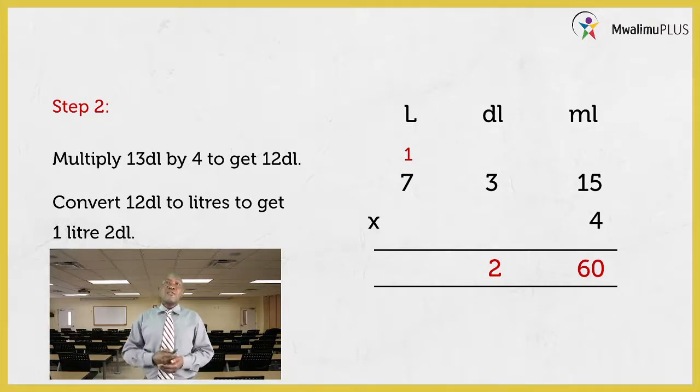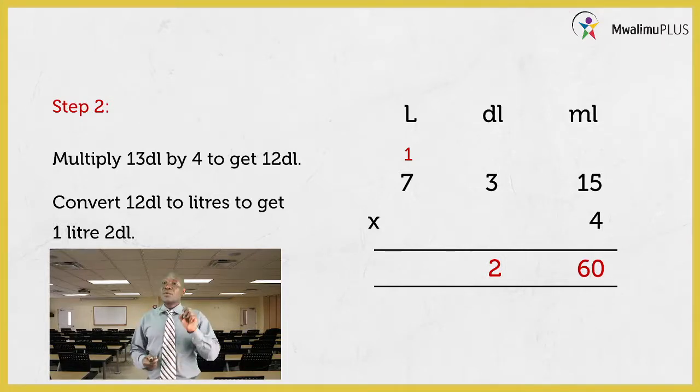Learners, if we multiply 13 dl by 4, we are going to multiply 4 by 3. That's going to give us what? Because we have to multiply 3 by 4. So if you multiply 3 by 4, what do we get, learners? It will give us 12. That's good. Now, what do we do with 12, learners?